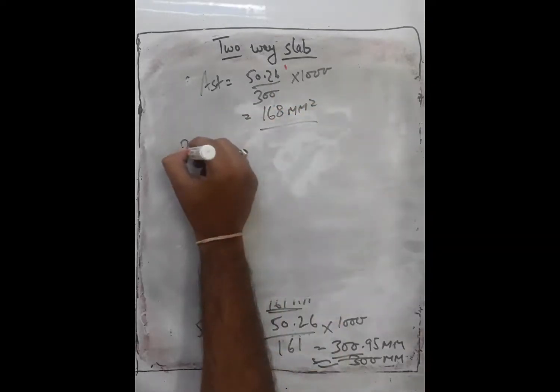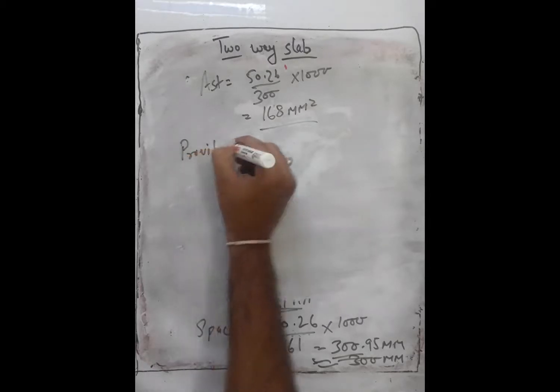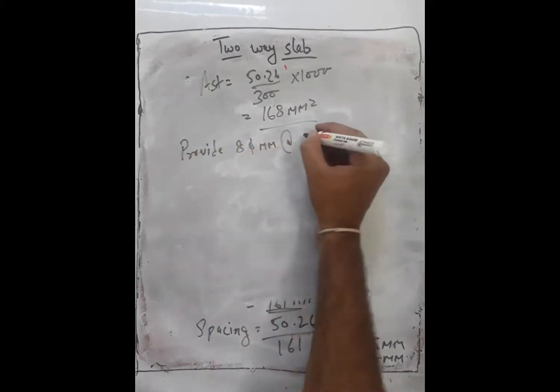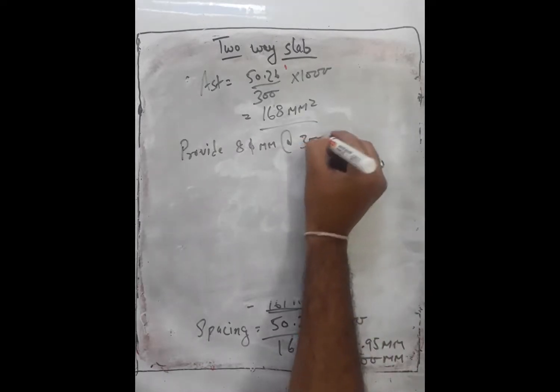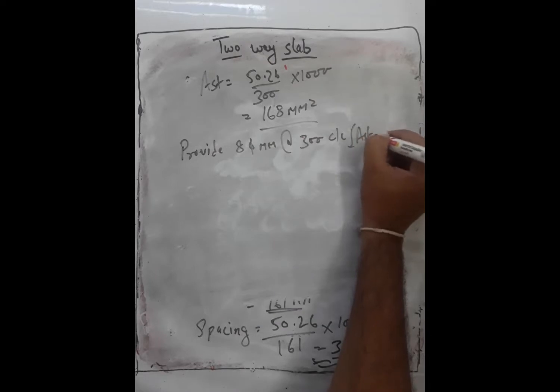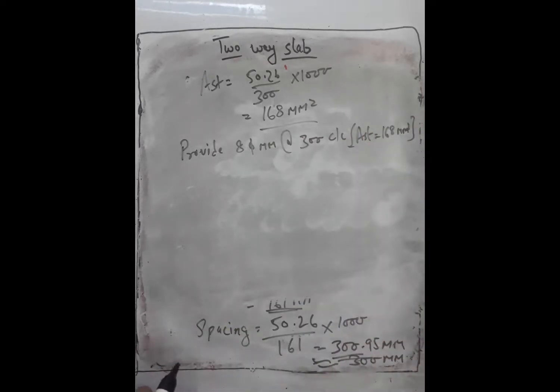Now we write: provide 8 mm dia at the rate of 300 center to center, Ast is equal to 168 mm square. In this way we have found the reinforcement along Lx and along Ly.